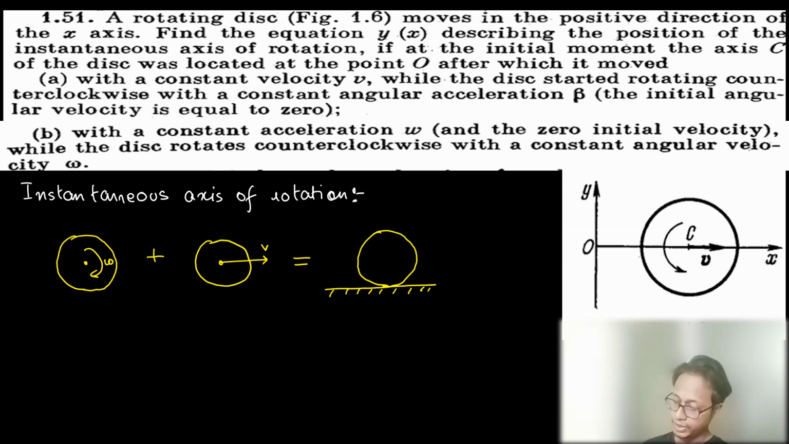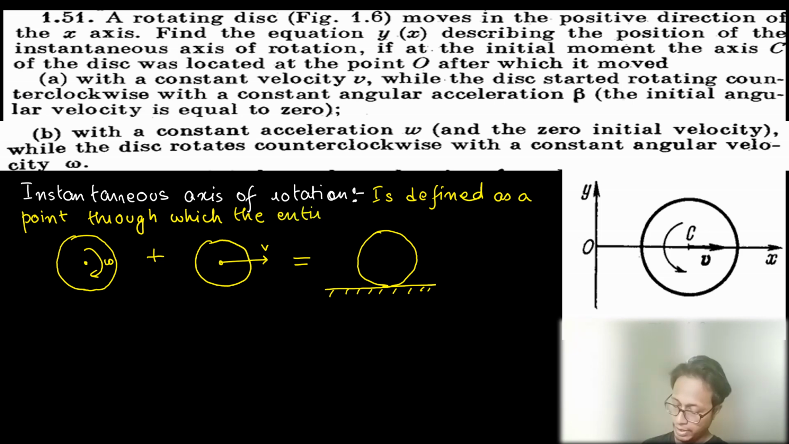The instantaneous axis of rotation is defined as a point through which the entire body can be assumed as rotating, or pure rotation, or purely rotational. Okay, purely rotational.